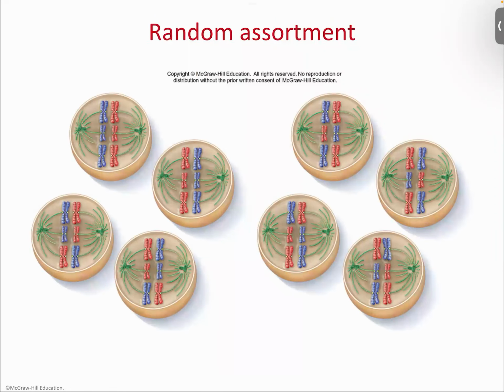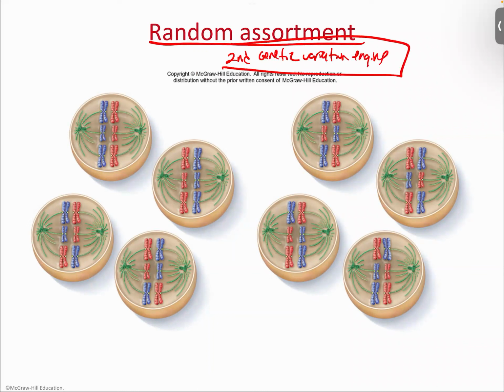But let's take a look at how you align. This brings us to our second genetic variation engine. We have our first, recombination. This is our second. It's called random assortment.